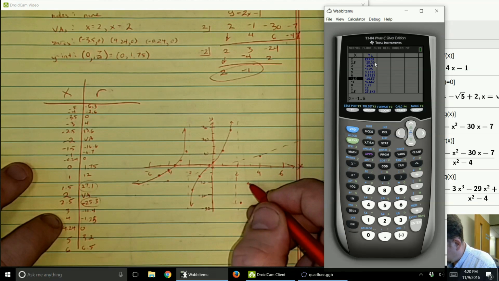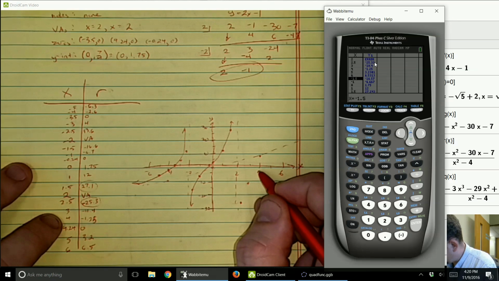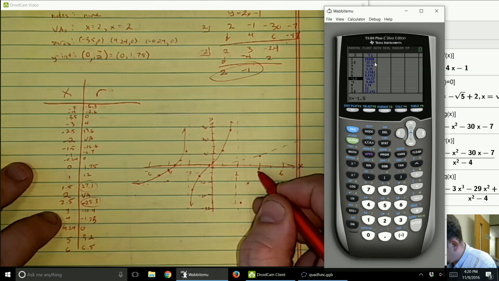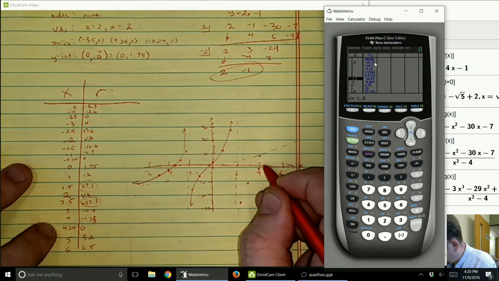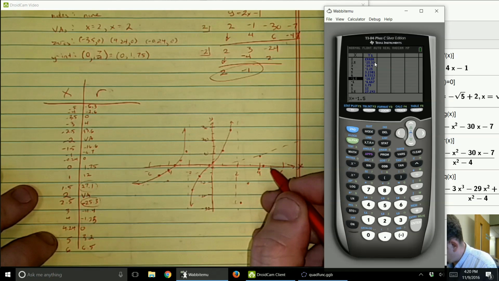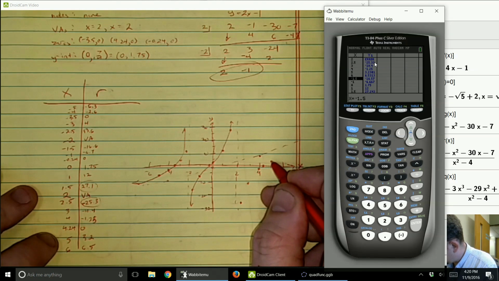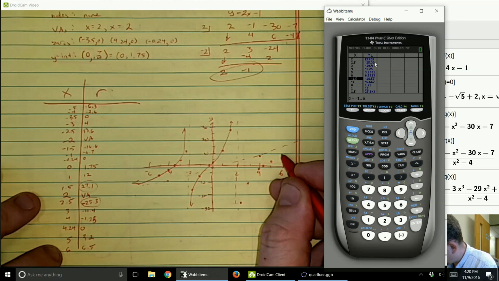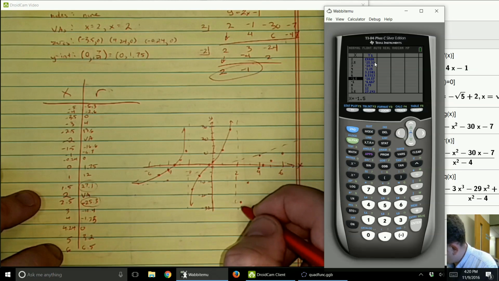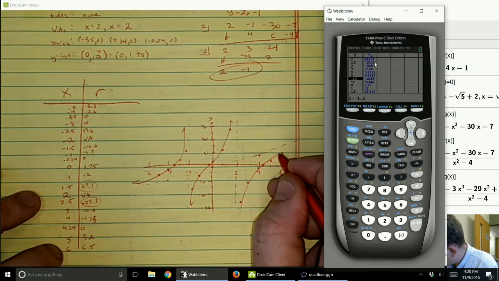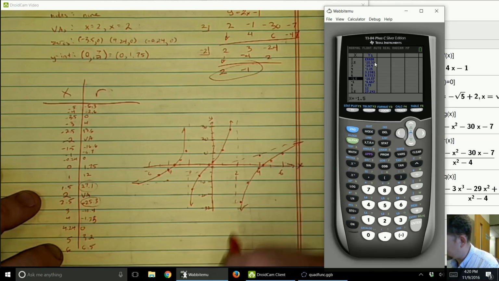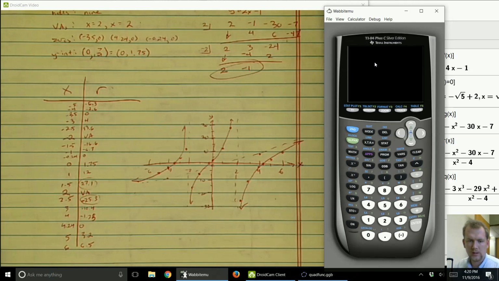At 4, we're at negative 1.25. And then we cross at 4.25. And then at 5, we're at 3.2. At 6, we're at 6.5. We're doing this. That's what it should look like.